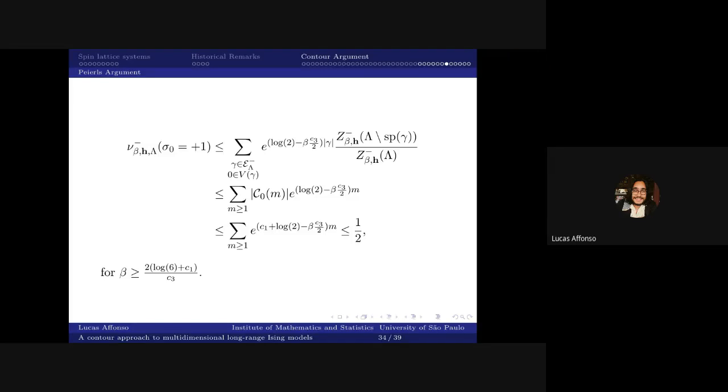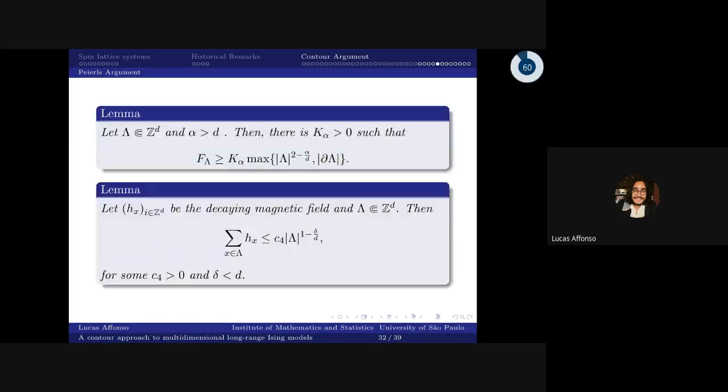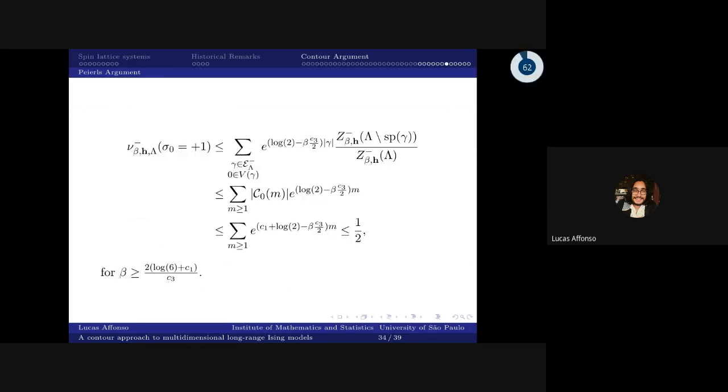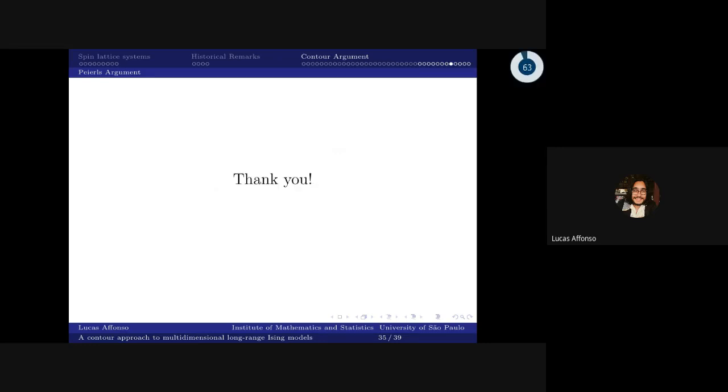And after you prove that this quantity is positive, you get only an exponential term depending on the size of the contour. And then it's the usual Peierls argument. You can proceed as before. Okay, so thank you. I think this is all. Do you have any questions? Anyone has any question or comment?